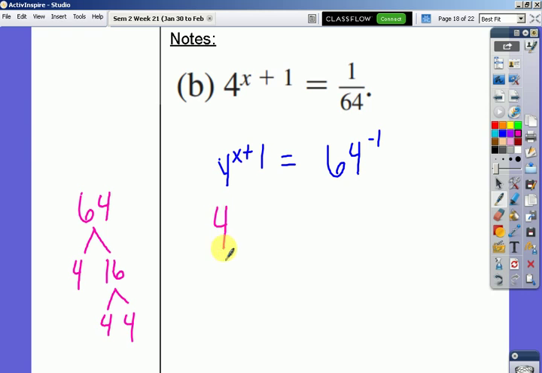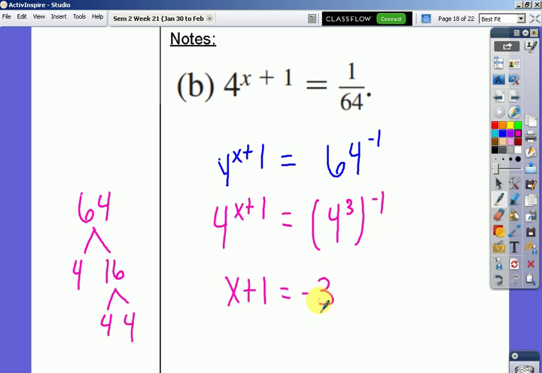So you have 4 to the x plus 1 is equal to 4 cubed to the negative 1. So you have x plus 1 is equal to negative 3. So x equals negative 4. I don't know, I like these. These are kind of fun. Do you have any questions?